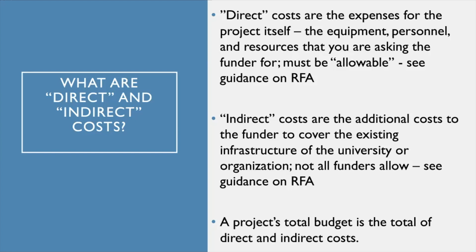So that's how universities like CSU benefit from grants. They don't, in a sense, profit from the direct costs because that's money spent to meet the goals of the project. But indirect costs are what enable a university to have a grants office, to have sponsored programs, to have an institutional review board for ethics.